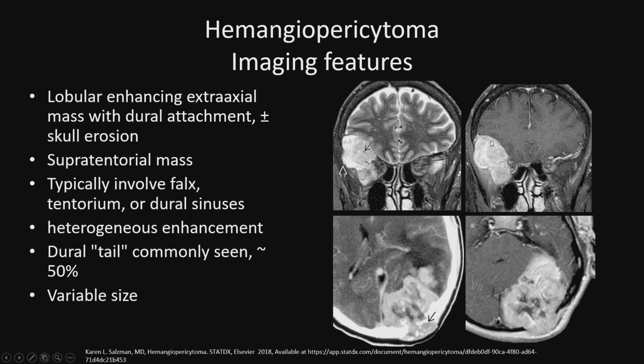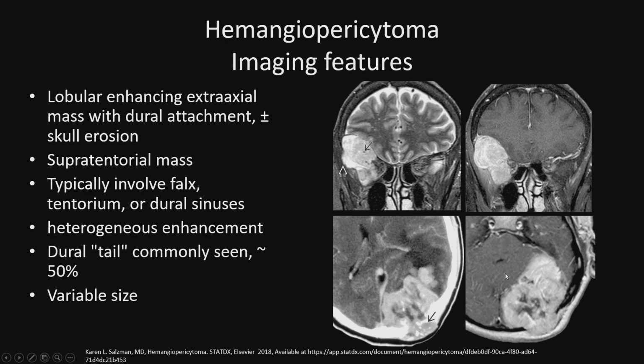In a coronal T1 with contrast MRI in the same patient, there is diffuse enhancement of the lobular mass and imaging mimics a meningioma. However, a CT can be helpful to further define bone erosion. Like in this image, we have a contrast-enhanced CT that shows an aggressive appearing lobular extra-axial mass with bone erosion. Central necrosis and surrounding edema is typical of a hemangiopericytoma.